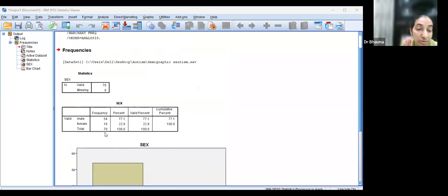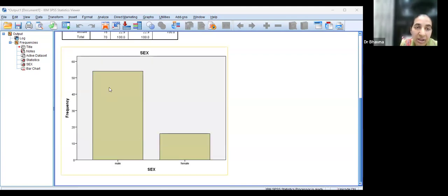I'm sorry, not the word students here. 70 kids had participated in the survey of autism, out of which there were 54 males and 16 females. The corresponding percentages you don't have to manually calculate. SPSS has done it for you. You just look at these two. Forget these two columns. Look at these two columns. 54, 16, corresponding percentage is 77.1% and 22.9%.